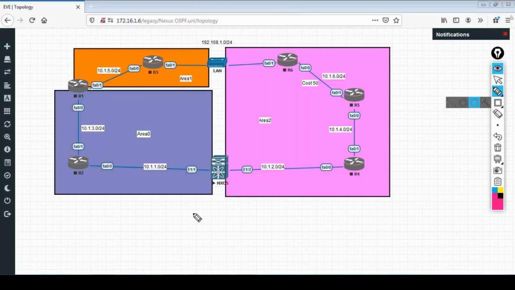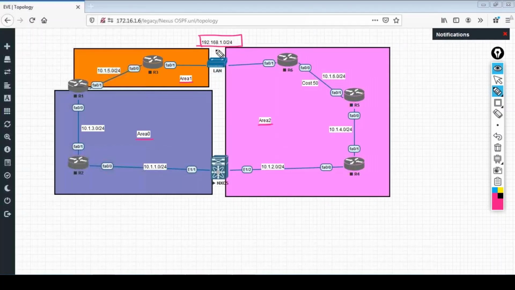As you see the diagram here, I have implemented area 0, the backbone area. I have implemented area 2 here, non-backbone, and I have implemented area 1. They are all configured. Now I just need to configure this NXOS. The rest of the devices are configured. And the point is to reach this network.